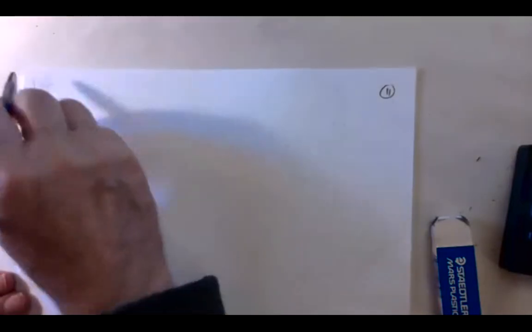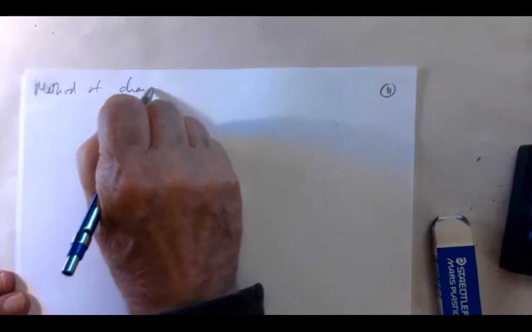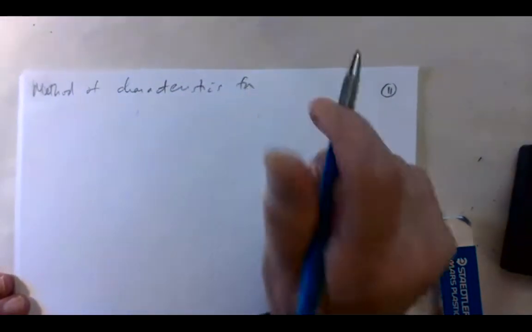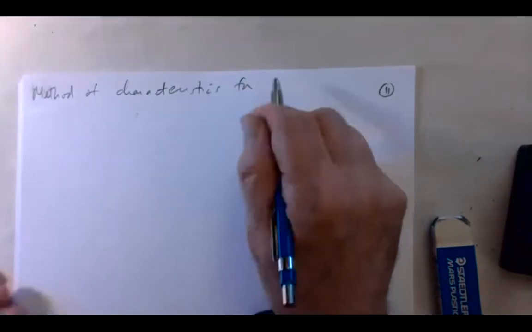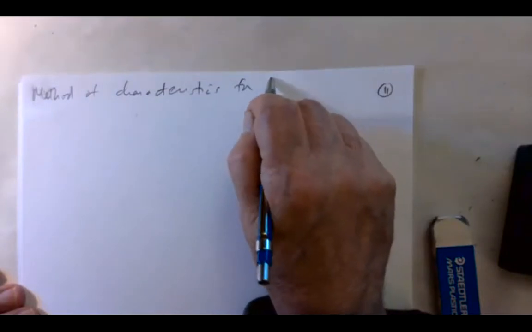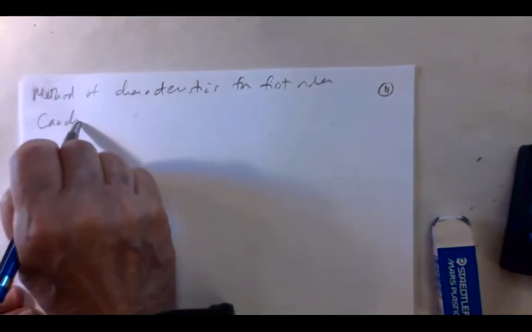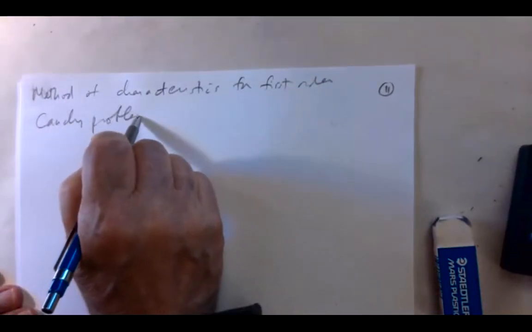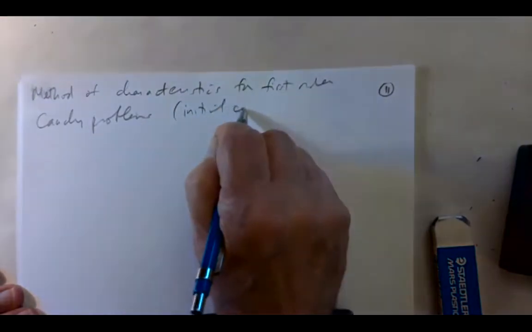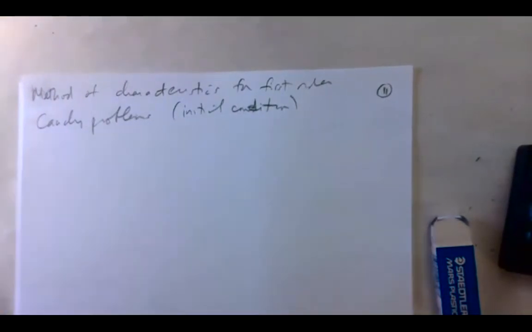So this is the method of characteristics for first order Cauchy problems, which means we have an initial condition only.